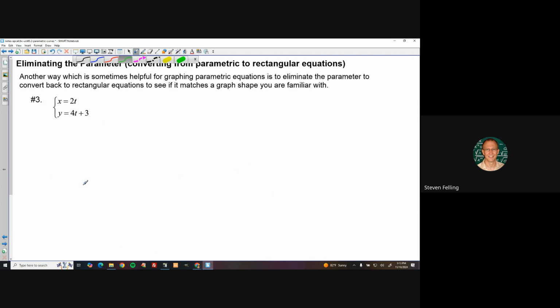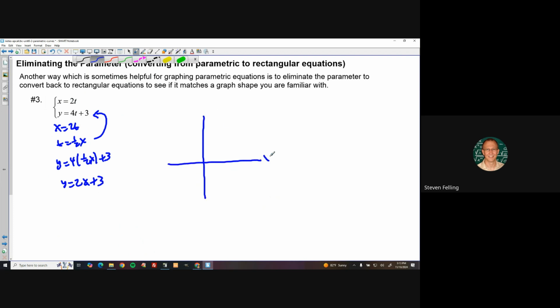Okay, here's another example. Let's take a look at this. We could maybe try to do that elimination of the parameter. So we'll solve one of these. Let's see, if x is equal to 2t, then that means t is equal to 1/2 x. And I can substitute that back in here. Y equals 4 times 1/2 x plus 3, which is y equals 2x plus 3, which isn't a conic section, it's just a line. So that's easy to graph.